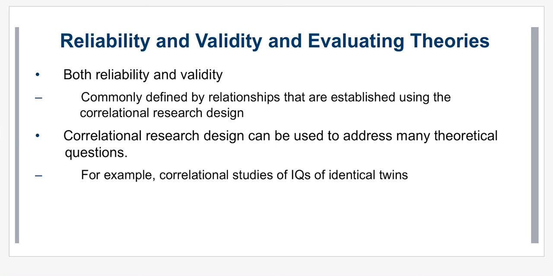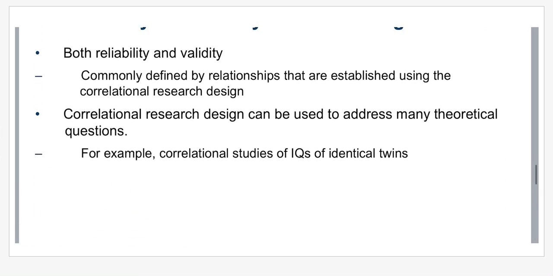And your book explains there's actually kind of mixed results there, but there are a lot of studies that do suggest that IQ is more genetic than anything else, but environment definitely does play a factor as well. But that is one example of how you can answer a theoretical question like, is intelligence more nature or nurture? And you can use a correlation to answer that question.